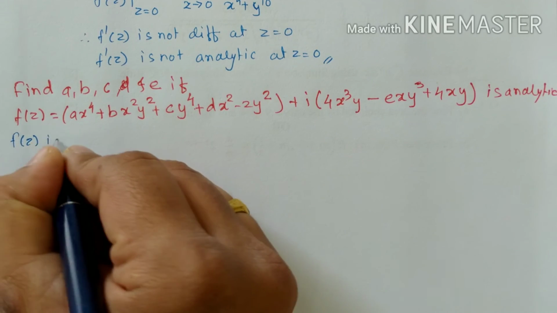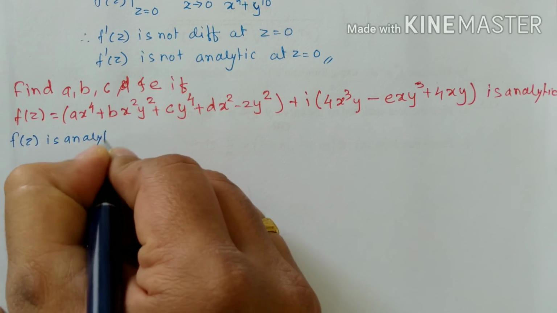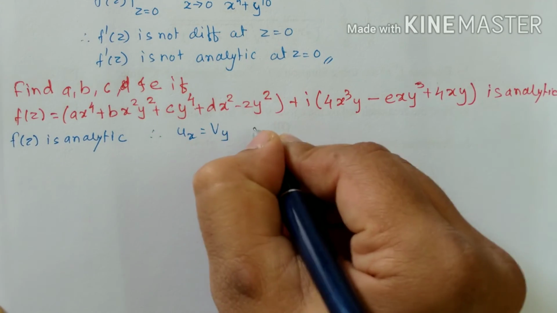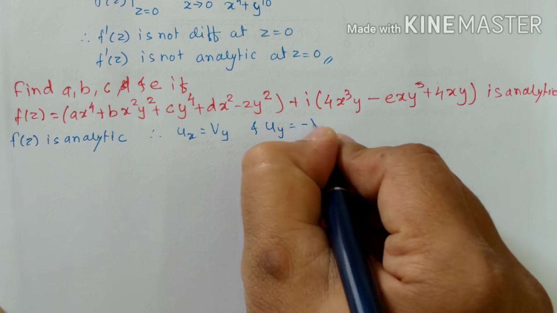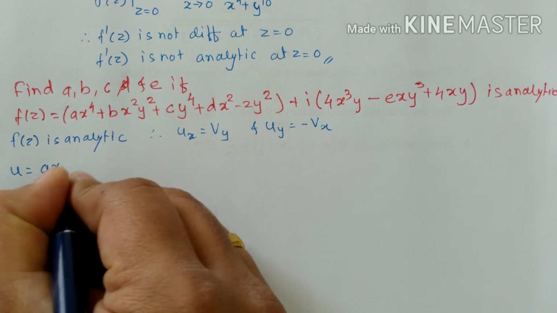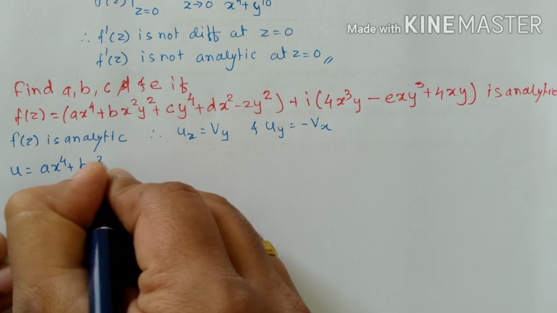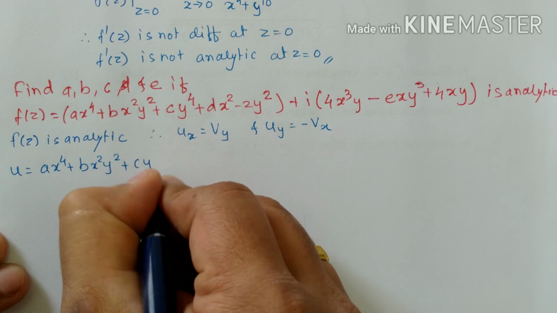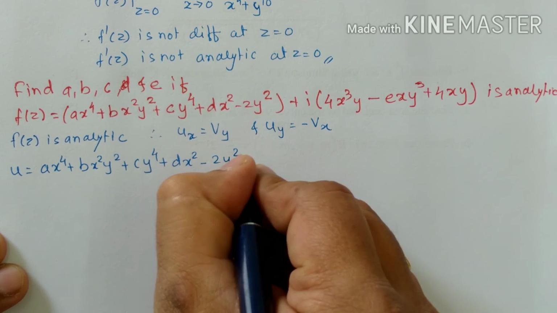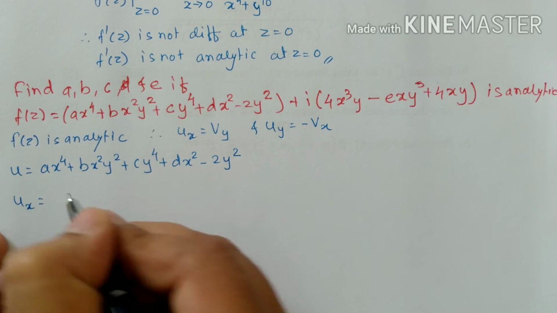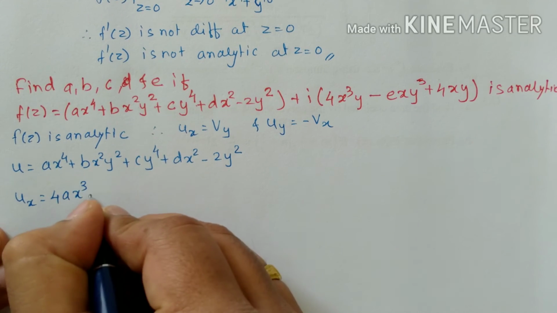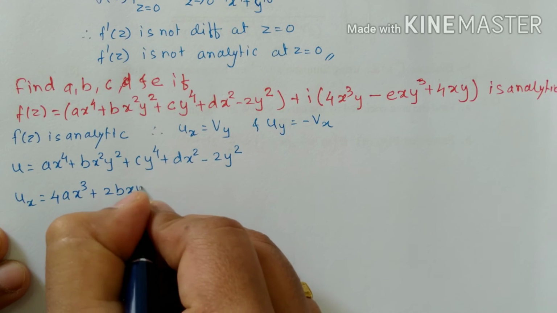Suppose f of z is analytic. Therefore, ux is equal to vy and uy is equal to minus vx. So what is u here? The u is ax raised to 4 plus bx square y square plus cy raised to 4 plus dx square minus 2y square. Then what is ux? That is the partial derivative of u with respect to x. Here I am getting 4ax cube plus 2bxy square.